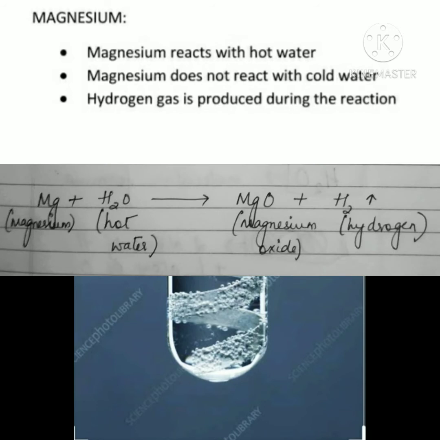Mg, that is magnesium, reacts with H2O, water. What type of water? Hot water, to produce MgO, that is magnesium oxide, plus H2, that is hydrogen, and an upward arrow to indicate it is a gas. Now, if you see the reaction properly, sodium, potassium, and calcium, when they reacted with cold water, were producing hydroxides. But here, when magnesium reacts with hot water, it produces an oxide and not a hydroxide.